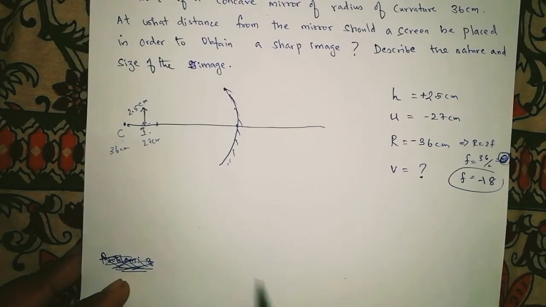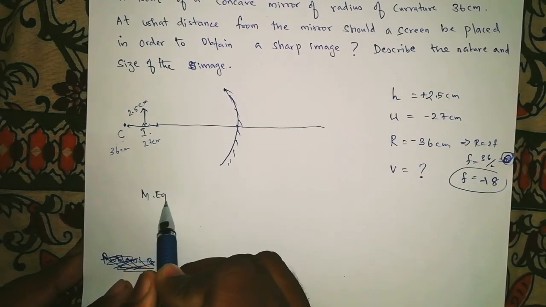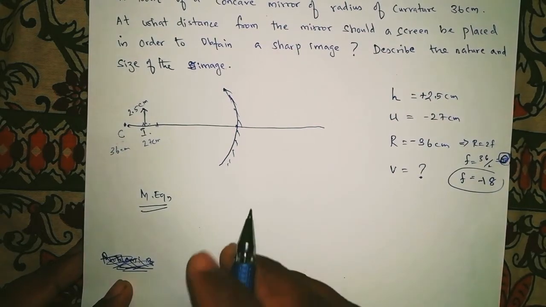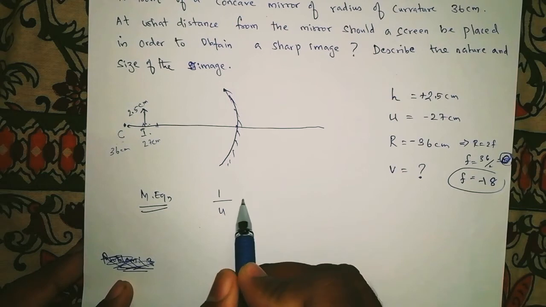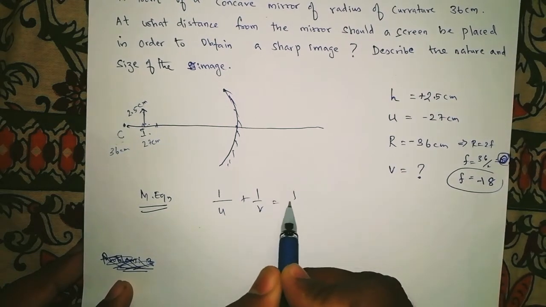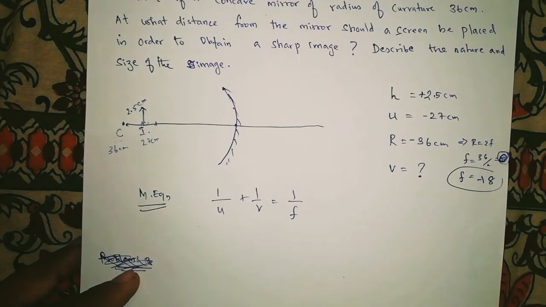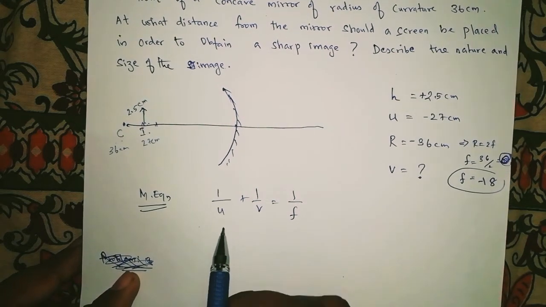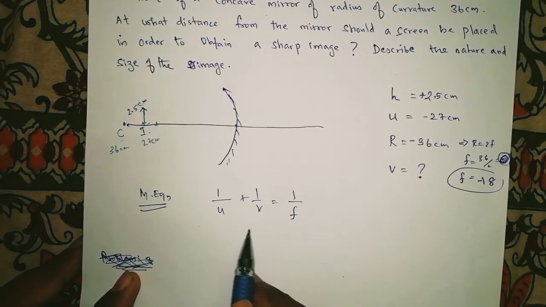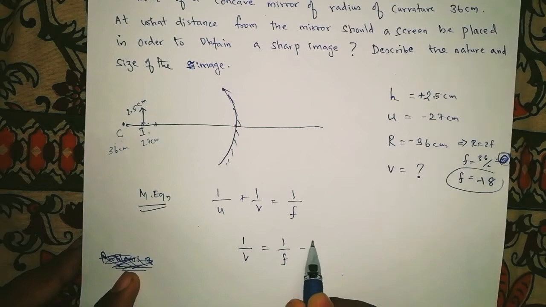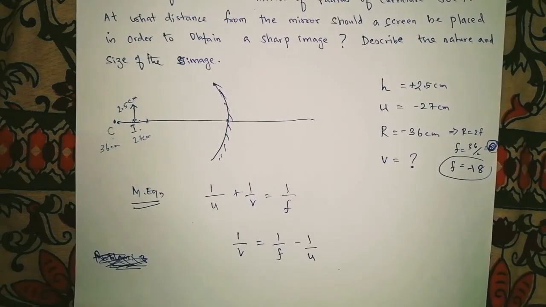Okay, let's start. First we start with the mirror equation. As I told you, the mirror equation is very important. You have to learn the mirror equation: 1 by u plus 1 by v is equal to 1 by f. There is no big thing in this, so you have to learn this properly. As we know u and f, we need to take all of this on one side and the remaining on the other side. So this is now ready.